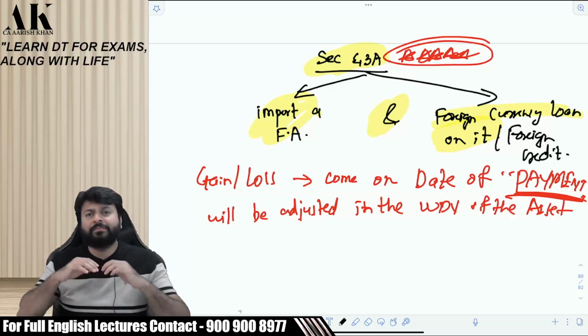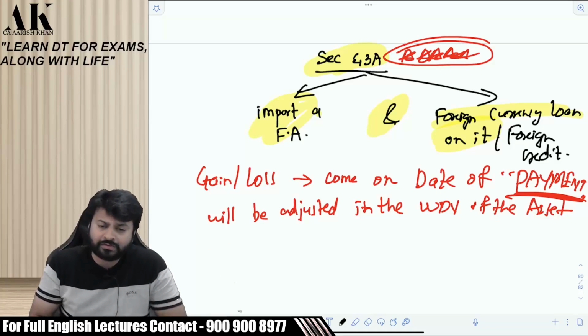What if there is some derivative, some forward contract? In that also there is a foreign exchange loss or gain which can happen. What will I do with that?